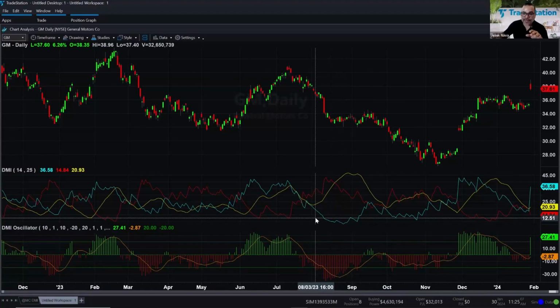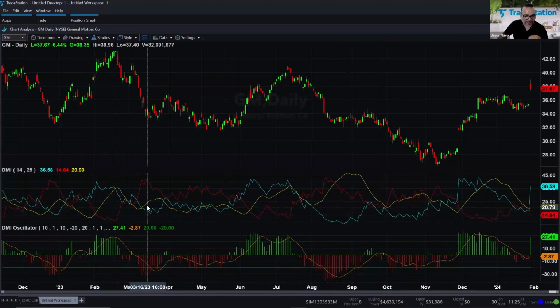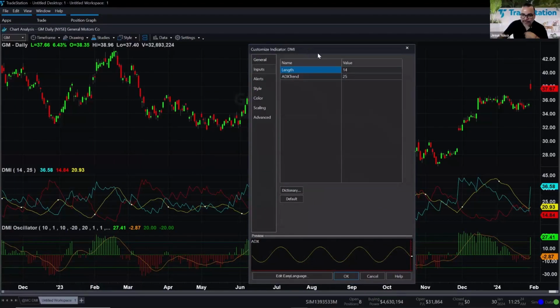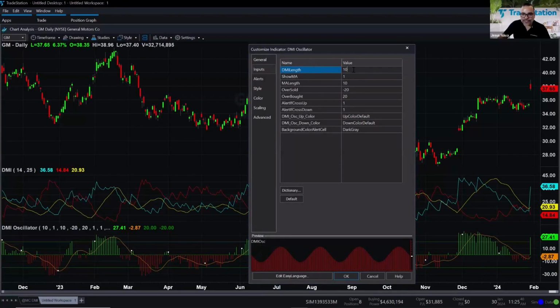These two indicators may not align at first because they use different parameters. Sometimes they align very nicely, but the parameters are going to be different. If I go to the inputs of the original DMI, you can see the length of the DMI is 14, and it has an ADX trend at 25. That's the threshold of 25 we talked about. In the settings of this DMI oscillator, the DMI length is set to 10, which is 4 points lower. If I set it to 14, they'll be aligned better.